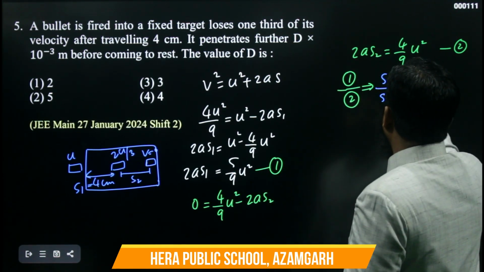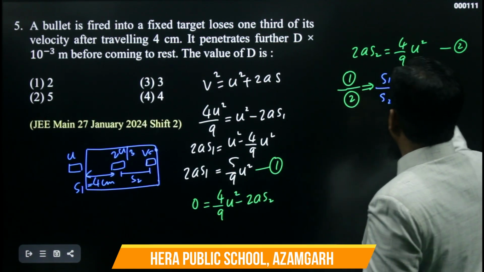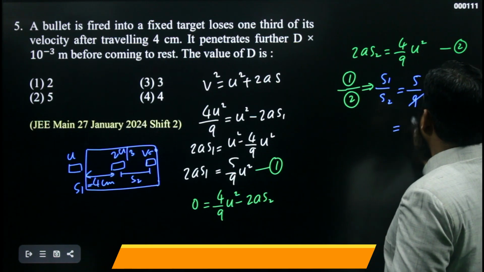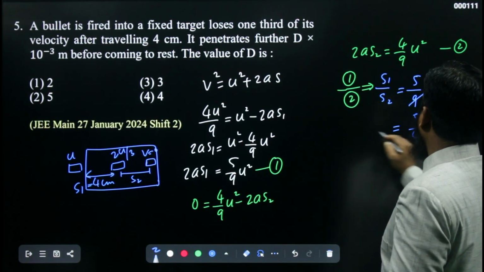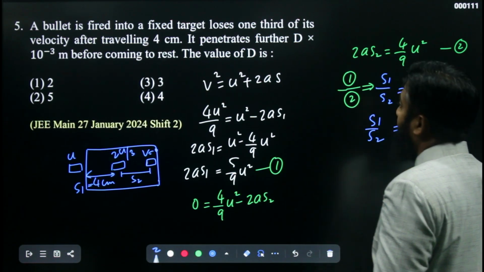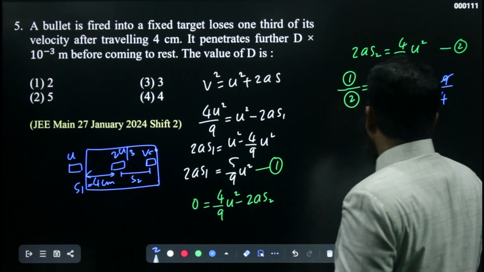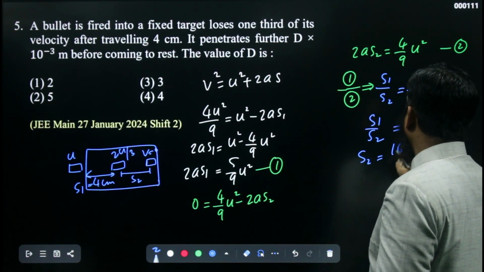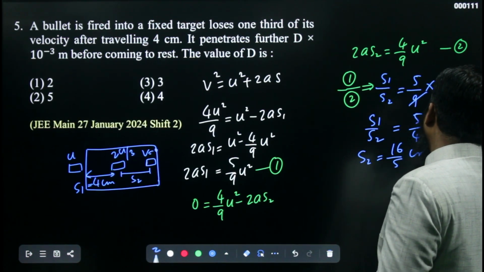So 5 over 9 divided by 4 over 9, that we can write as 9 over 4. So 9 cancels, and this is 5 upon 4. S1 upon S2 is equal to 5 over 4. Now S1 is 4 centimeters, so S2 would be 4 into 4, that is 16 upon 5 centimeter.